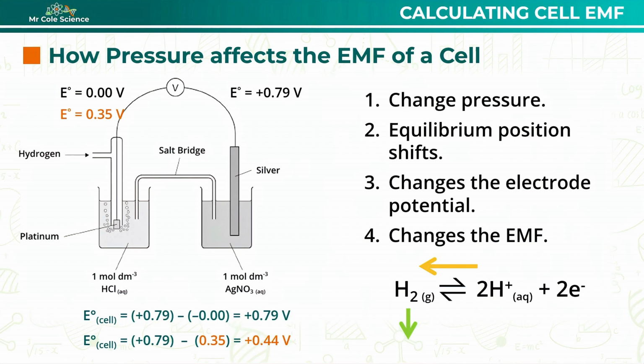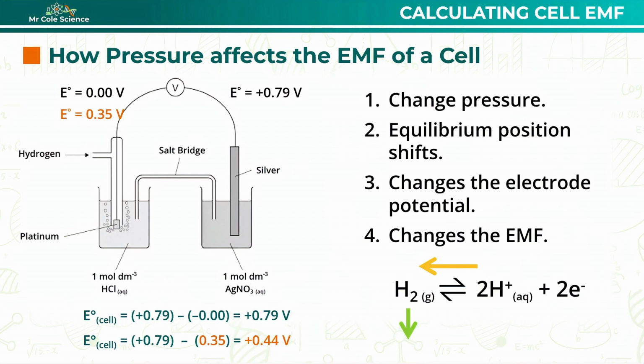Now we're just using the exact same idea as before. How does the changing condition affect the position of the equilibrium? And what does that do to the electrode potential? And therefore what does that do to the EMF of the cell? All the while highlighting the importance of being able to identify which electrode is which from standard electrode potential values.